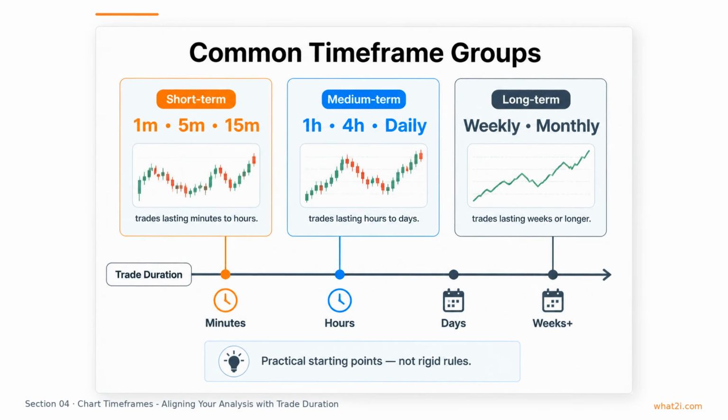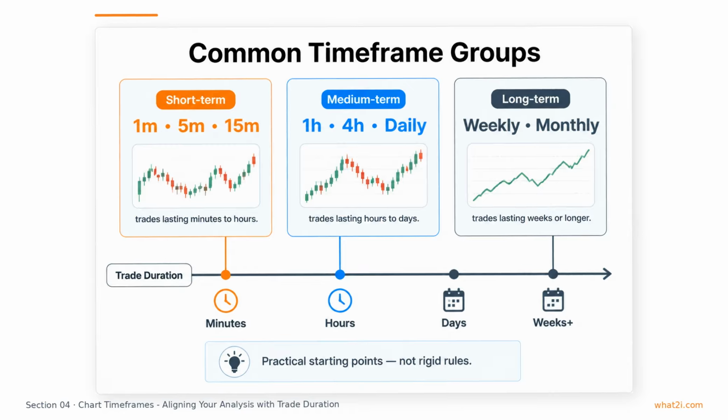Timeframes are often grouped by the kind of trade they support. Very short-term charts, such as 1 minute, 5 minute, and 15 minute, are commonly used for trades lasting minutes to a few hours. Medium-term charts, such as the 1 hour, 4 hour, and daily, are often more useful for trades lasting hours to several days. Weekly and monthly charts are usually better suited to ideas that may last weeks or even longer. These are not rigid rules, but they are practical starting points. The benefit of thinking this way is that it keeps your chart selection tied to trade duration. That alone can prevent a lot of confusion and overanalysis.